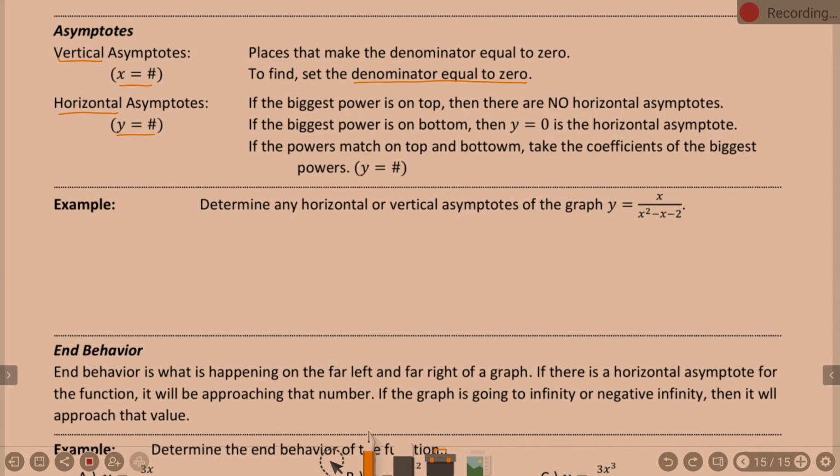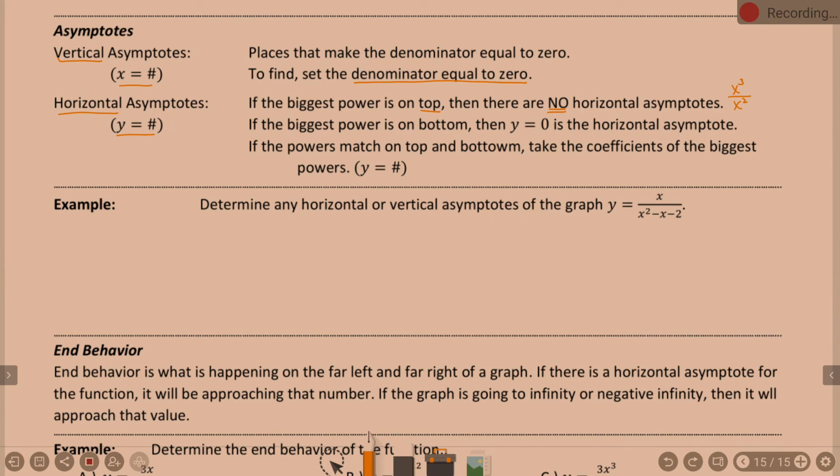They depend on powers. Where is your biggest power? If the biggest power is on top, then there are no horizontal asymptotes. So if you've got something where you have the biggest power of x cubed on top, x squared on bottom, biggest power is on top, there's not going to be any horizontal asymptotes. We'll talk about slant asymptotes later that might exist, but there won't be horizontal asymptotes.